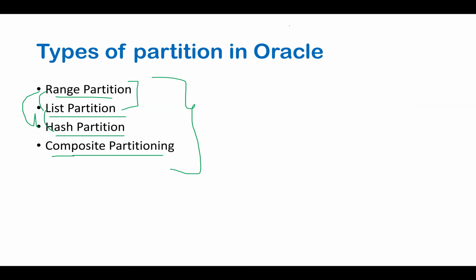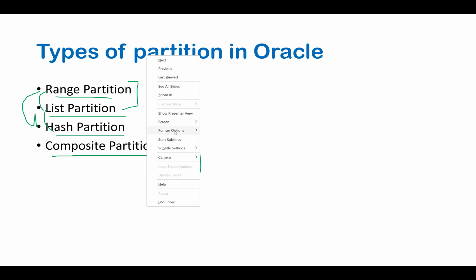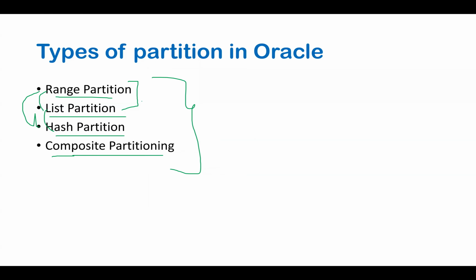Okay, 1 minute. One is range partitioning. What is range partitioning? Range partitioning means you are using some definite range. Okay, 5,000 to 10,000, that is one range. 10,000 to 15,000 is another range.